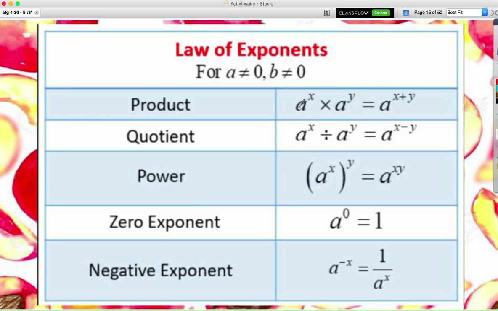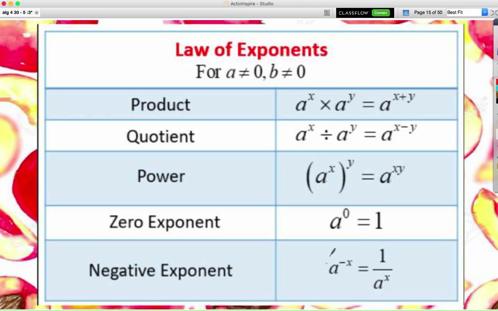When you are multiplying the same base by itself, you add the exponents. When you are dividing the same base by itself, we subtract the exponents. When you have a power to another power, when you have an exponent being raised to an exponent, those two exponents can be multiplied. Anything in existence to the 0 power is a 1. And the last rule is that anything to the negative power is really out of place. It really belongs in the opposite position.